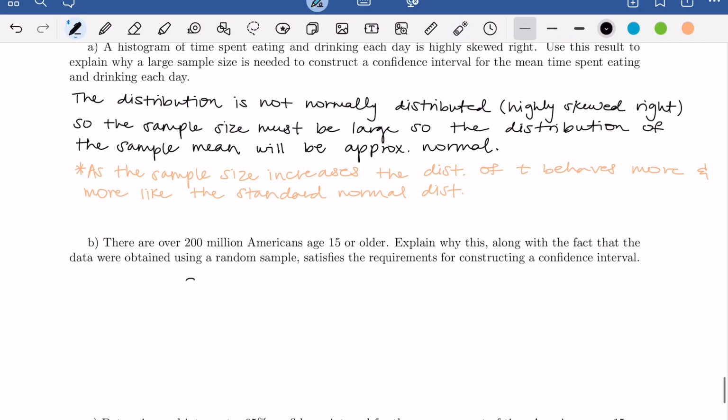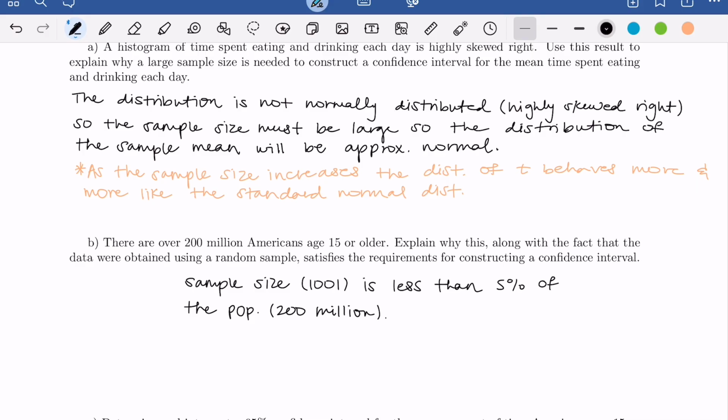So all we have to say here is that the sample size, which was 1,001, is less than 5% of the population, which is 200 million.